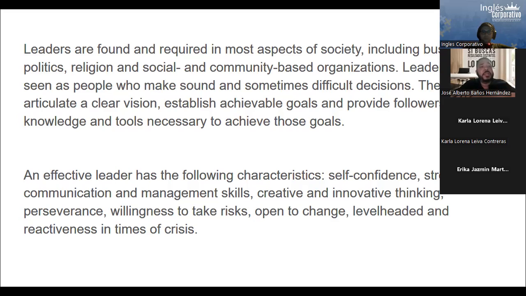And the characteristics for an effective leader, they talk about the self-confidence is very important, because you transmit the security for the other people. A strong communication, you must be clear when you talk about the goals of the organization or the company. And creative, because you need to transmit the ideas for the success in the company or in the society when you work like a leader.